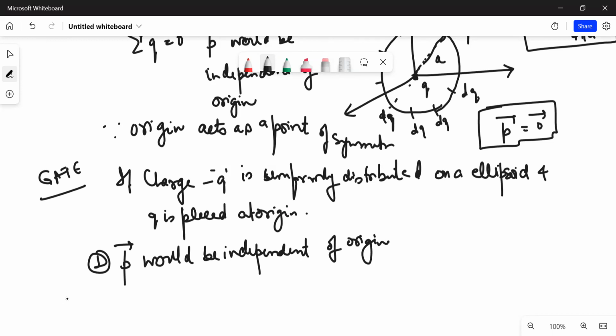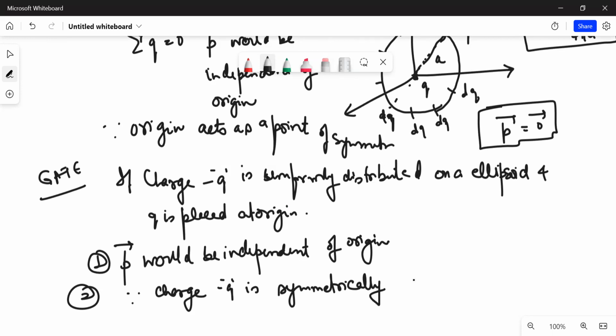And another thing that one can conclude is, since charge minus q is symmetrically placed with respect to the origin, one thing can be concluded: the net dipole moment would be equal to a null vector. Is that clear?